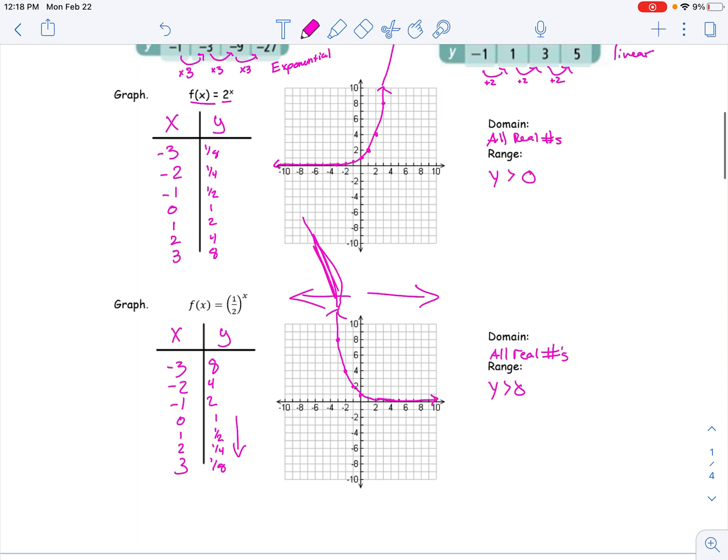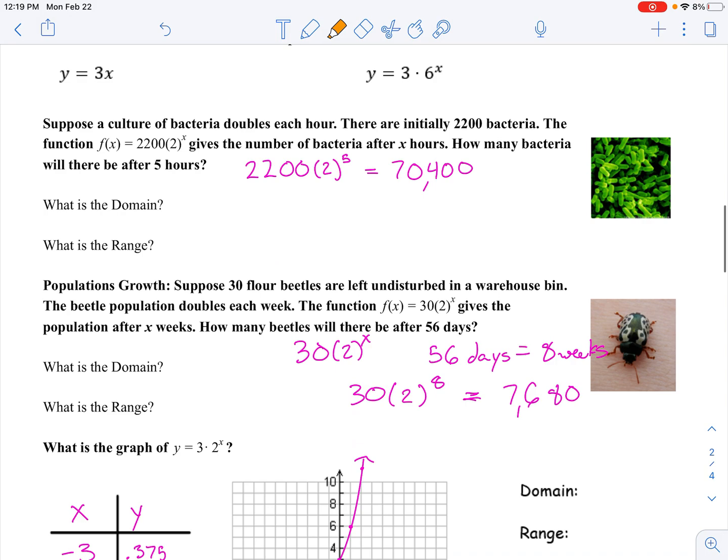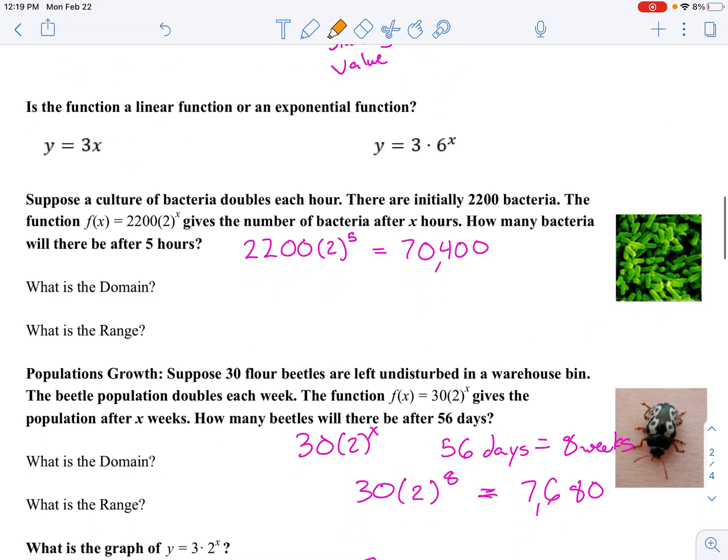So as you can see up here, if I highlight them, this 2 means we were doubling. So they were going up like that. This 1/2, that's our ratio. That means we were cutting in half every time. You can see that that's going down. This is called exponential growth right here, because you're growing as you go from left to right. And this is called exponential decay because you're going down when you go left to right. We'll get into more of that in the next little episode here, though.